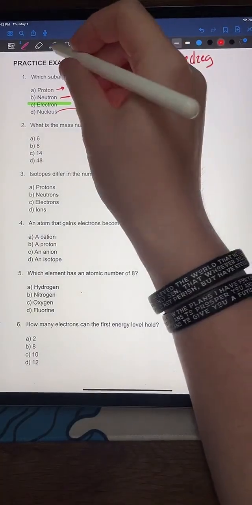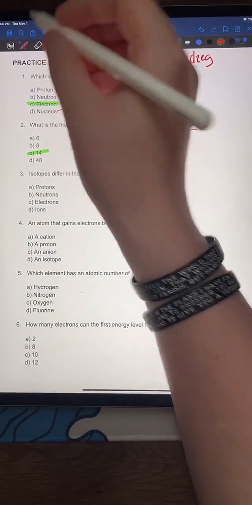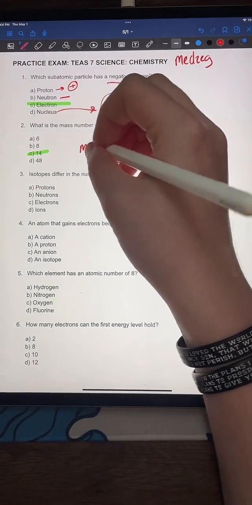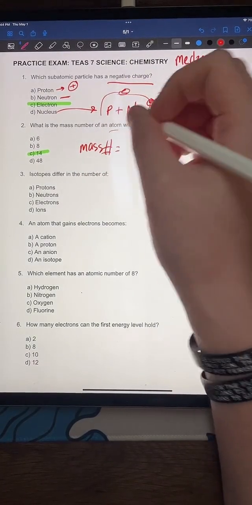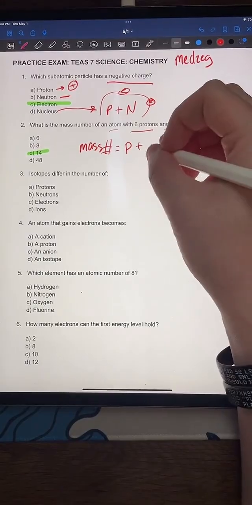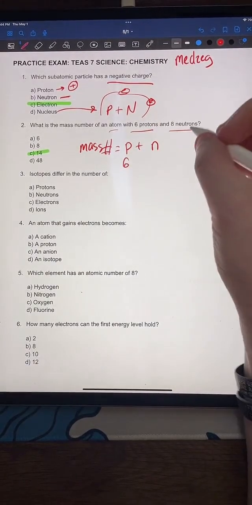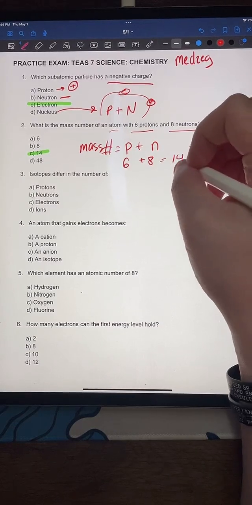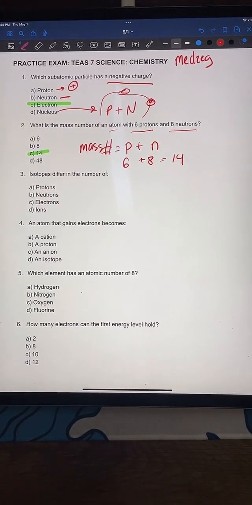The answer is 14. So the mass number is our protons plus our neutrons. So our mass number is equal to our protons plus our neutrons. So we have 6 protons plus 8 neutrons. That's going to give us 14 as a mass number. All right.